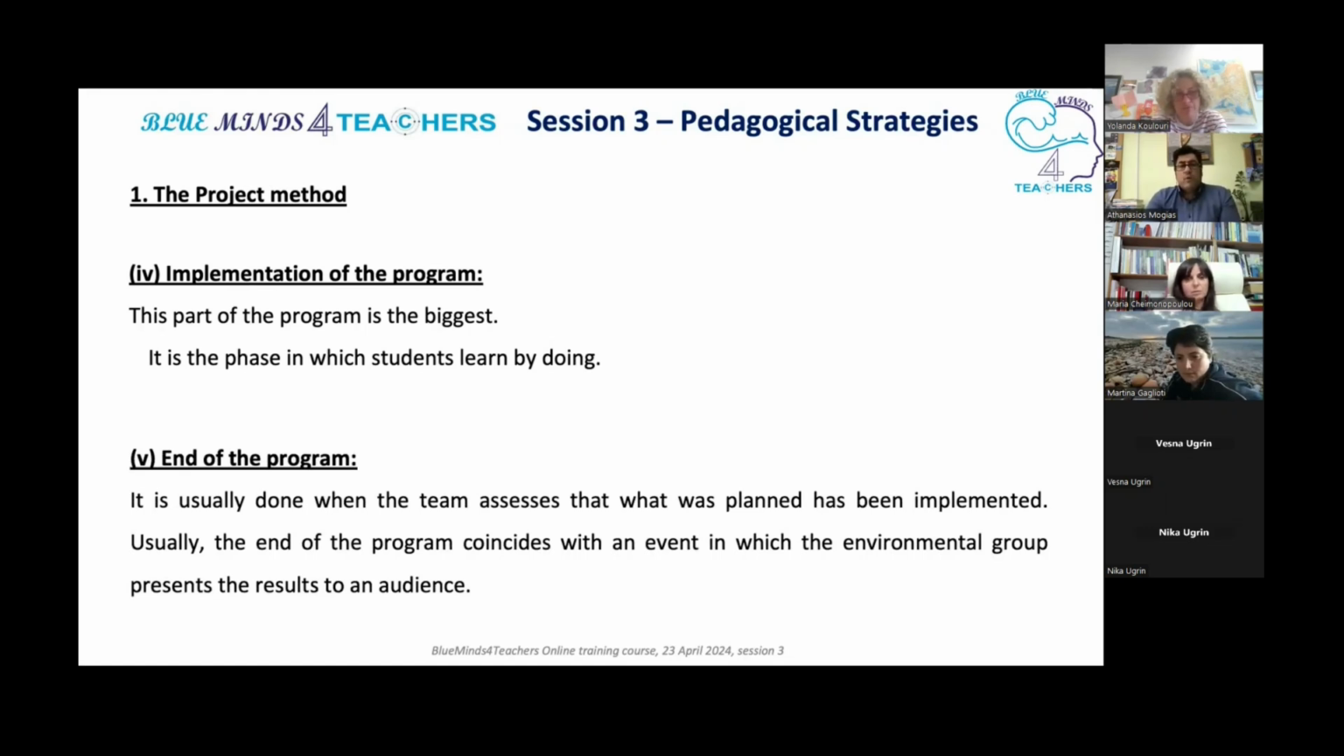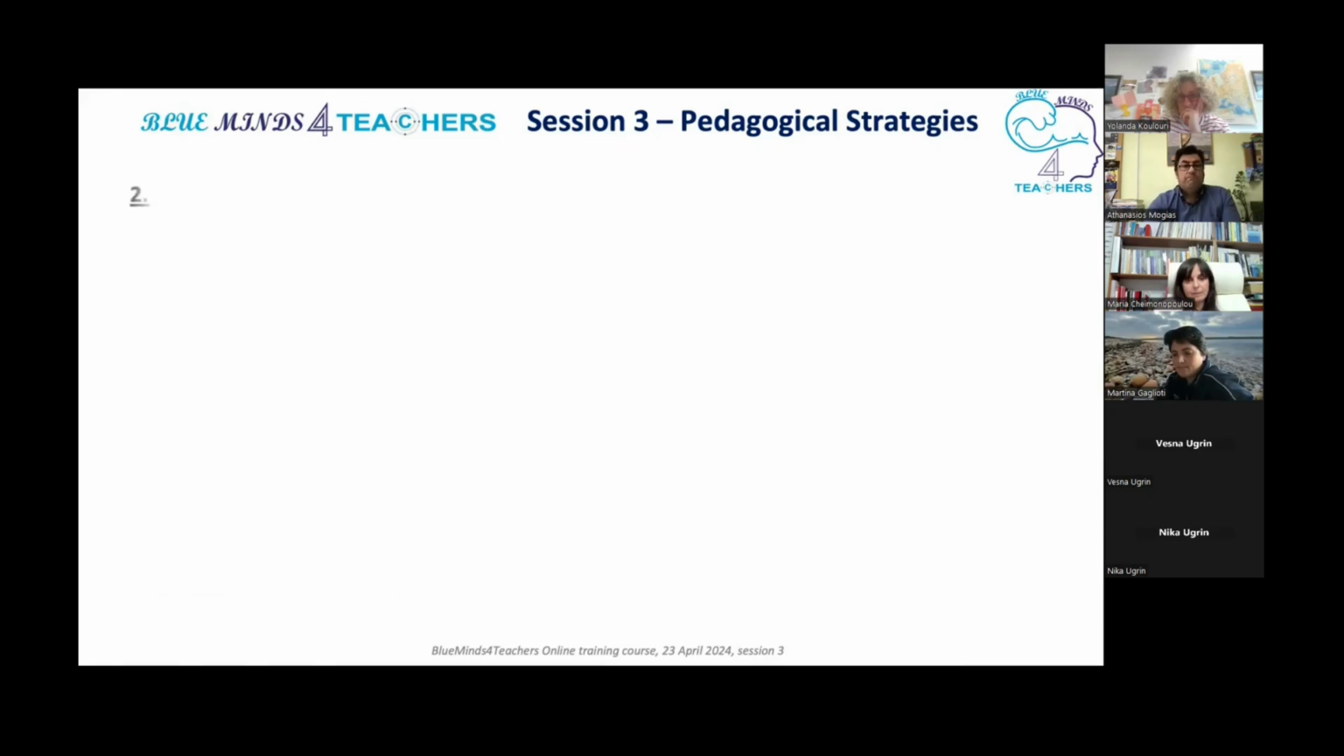It is usually done when the team assesses what was planned, and how what was planned has been implemented. Usually, the end of the program coincides with an event in which the environmental group presents the results to an audience. This audience can be the students of the other classrooms or the other grades or the local community.